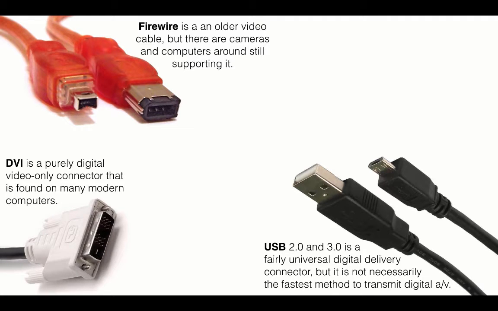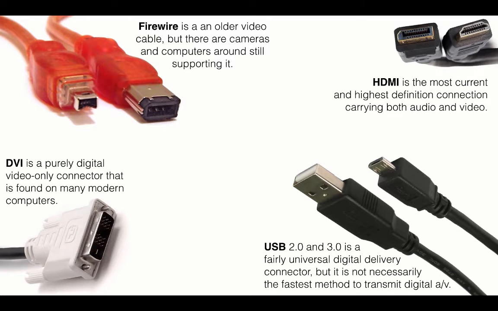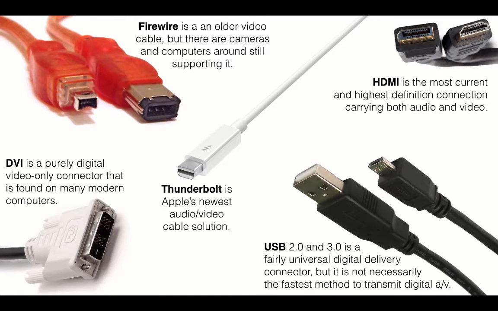DVI, digital video interface, is purely digital video only. Okay, it doesn't have audio with it. It has video only. It's a connector that's found on a lot of modern computers, or semi-modern. HDMI is the most current video connector type. It's the highest definition connection, and it carries both audio and video. And Thunderbolt is something that is Apple specific. It's their newest audio video cable solution.